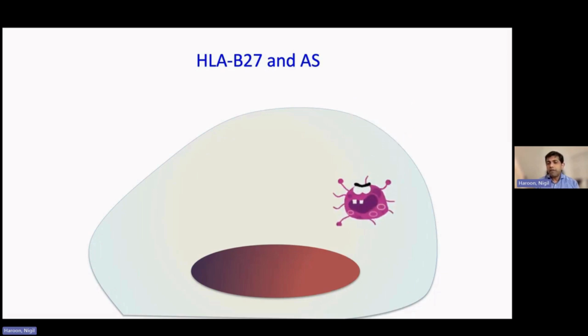And here I've given an example of a virus. The antigen presenting cell has captured the virus. The virus is composed of many proteins. The immune system cannot really look at the entire organism like that.